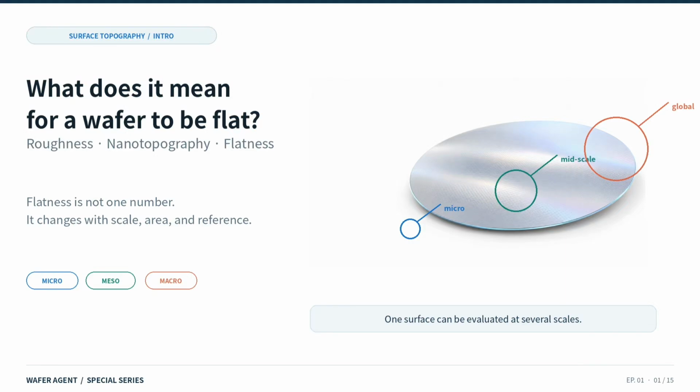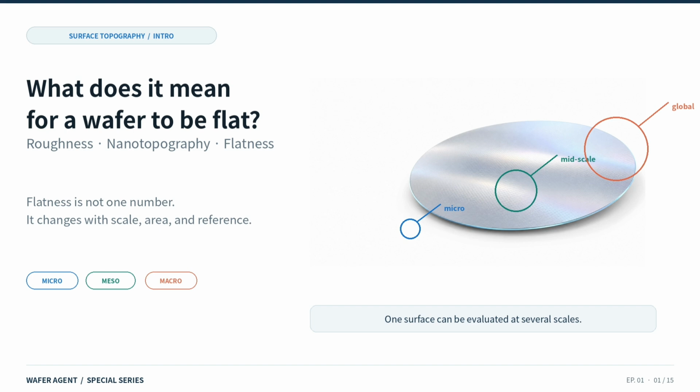What does it mean for a wafer to be flat? At first glance, a wafer may seem like nothing more than a thin, round silicon disk. It can look almost perfectly flat to the eye. But in semiconductor manufacturing, that is not enough.